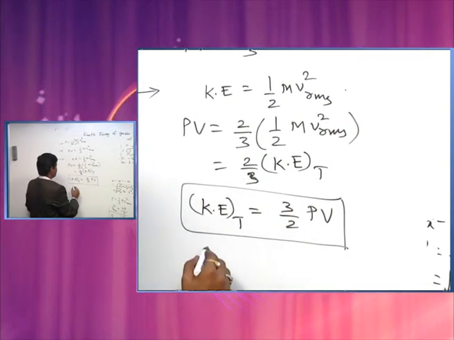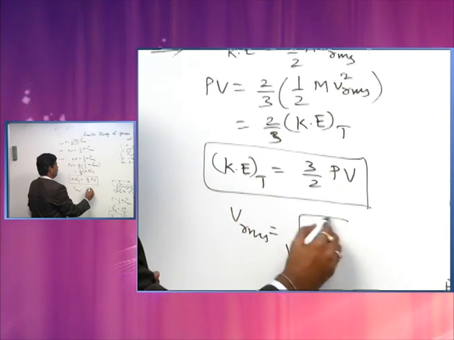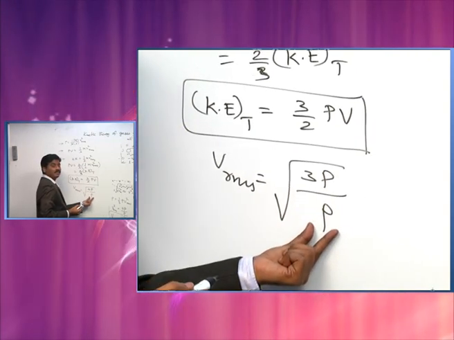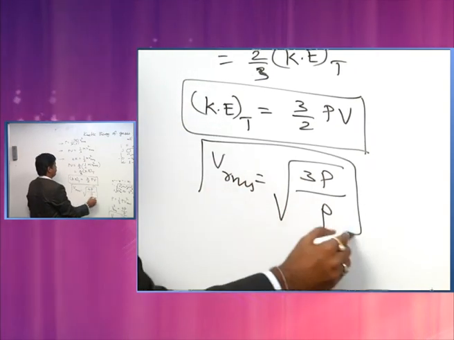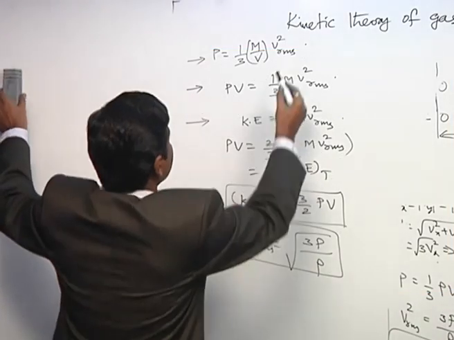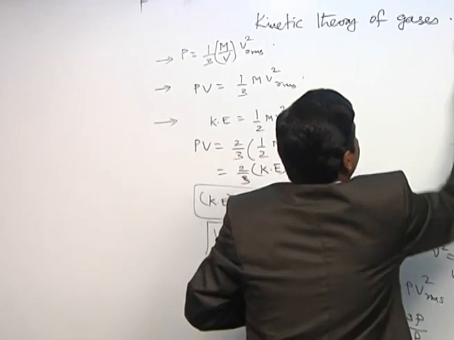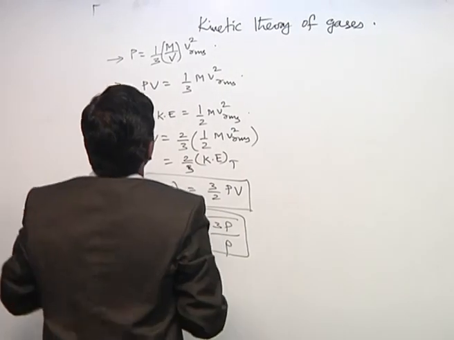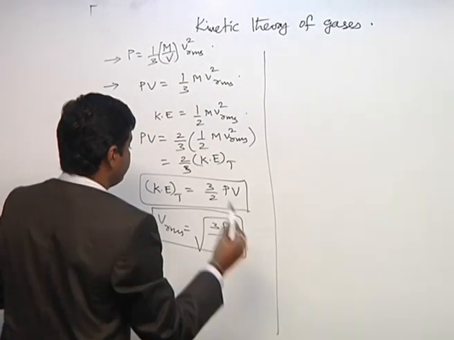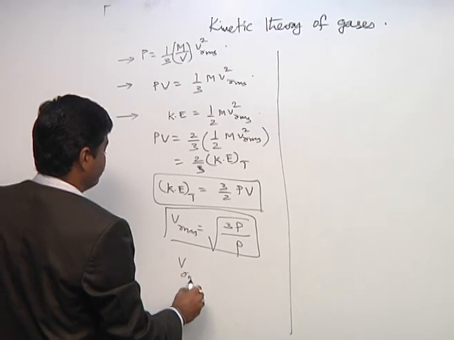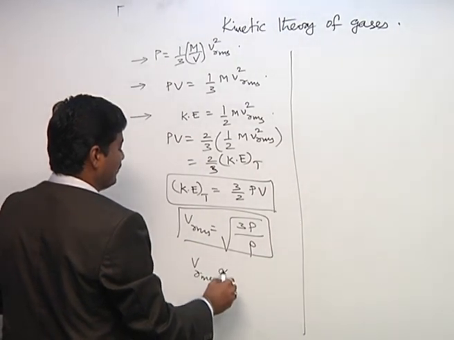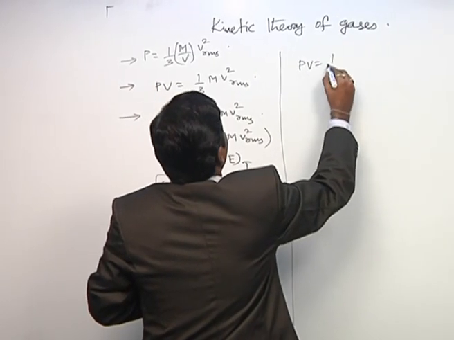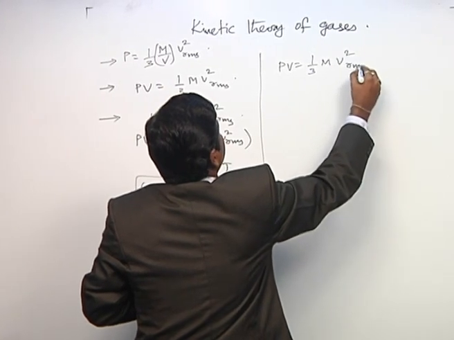This is the first derivation: v RMS is equal to the root of 3P by rho, where P is the pressure exerted and rho is the density of the gas. Next, conclusions from this main expression. We know that v RMS is directly proportional to the temperature here. We can write PV is equal to 1 by 3 m v square RMS.